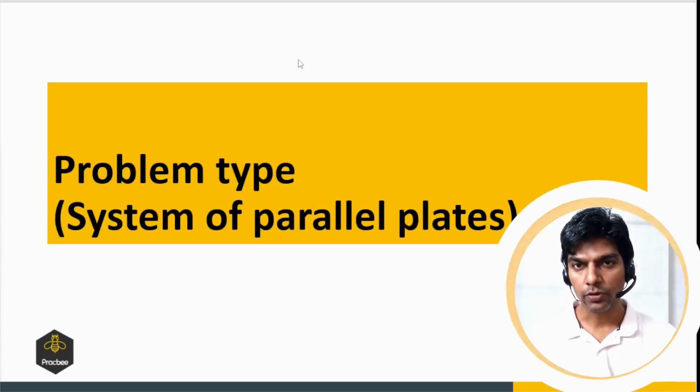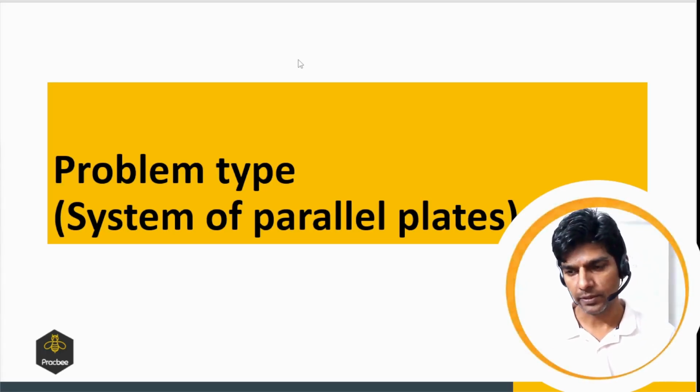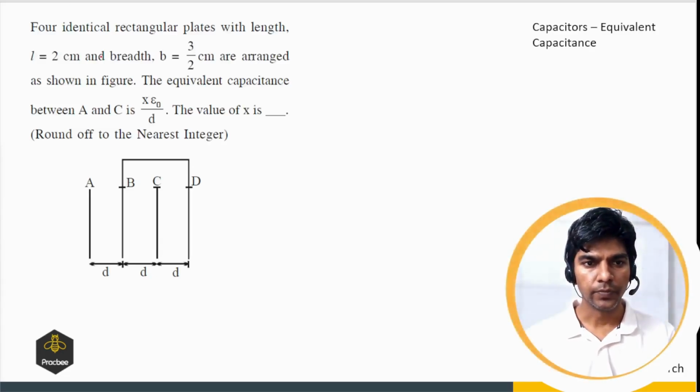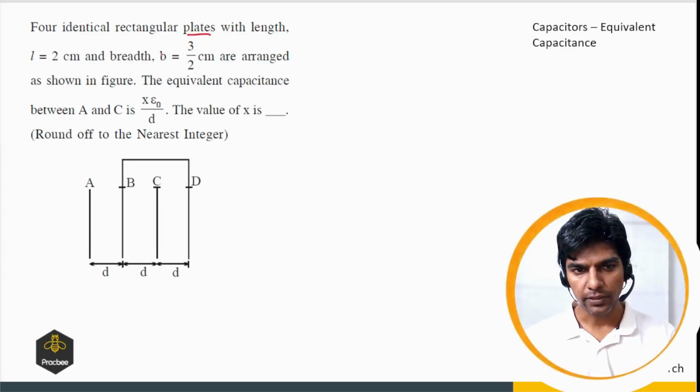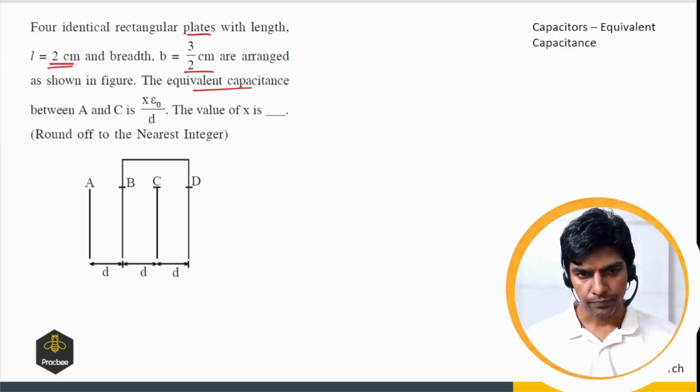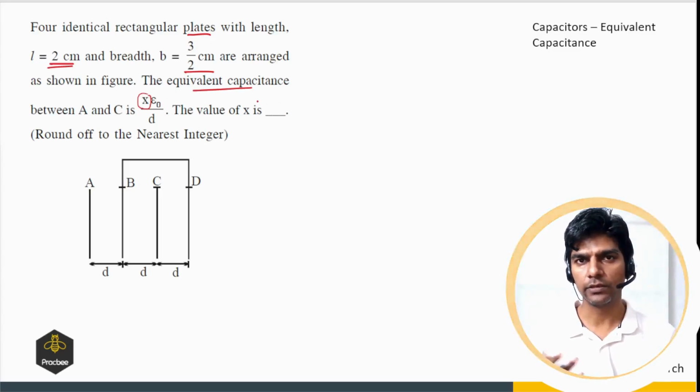Now let us see the next problem type, and it is based on system of parallel plates. 4 identical rectangular plates with length 2 cm and breadth 3 by 2 cm are arranged as shown in the figure. The equivalent capacitance between A and C is X epsilon naught by D. The value of X is... And this X is in square centimeter. Okay, so this thing you have to keep in your mind. This X is in square centimeter.